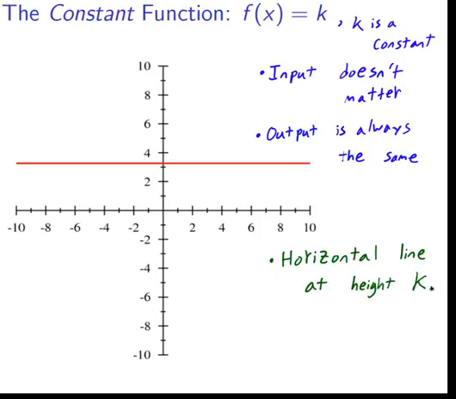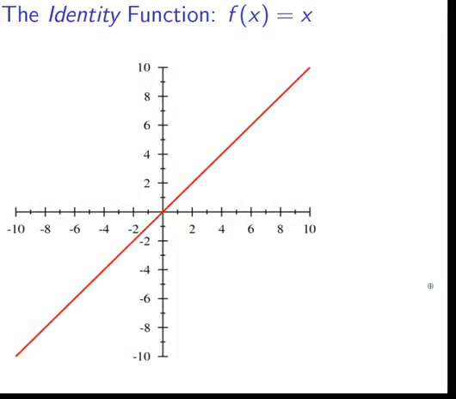Great. The identity function, f of x equals x. It's called the identity function because whatever we plug in is what we get out of it. The input is the same as the output, right? If we plug in 7, we get out 7. If we plug in negative 47, we get out negative 47.